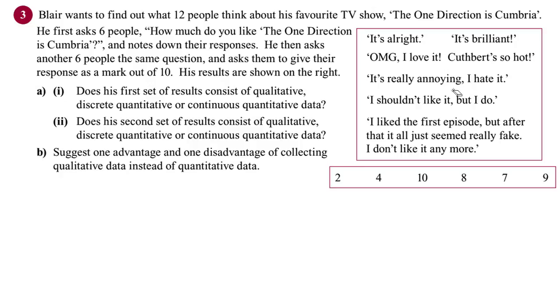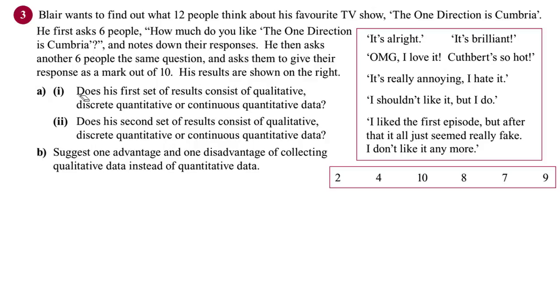So the first 6 people, he was asking them to say a sentence in response, and he was just writing down what they're saying. But as for the other people, he was telling them to take either 2 or 4 or 10 or 8 or 7 or 9. Maybe 10 being that the show is excellent, and maybe 2 means that the show is really bad. Okay, so they were just to take that.